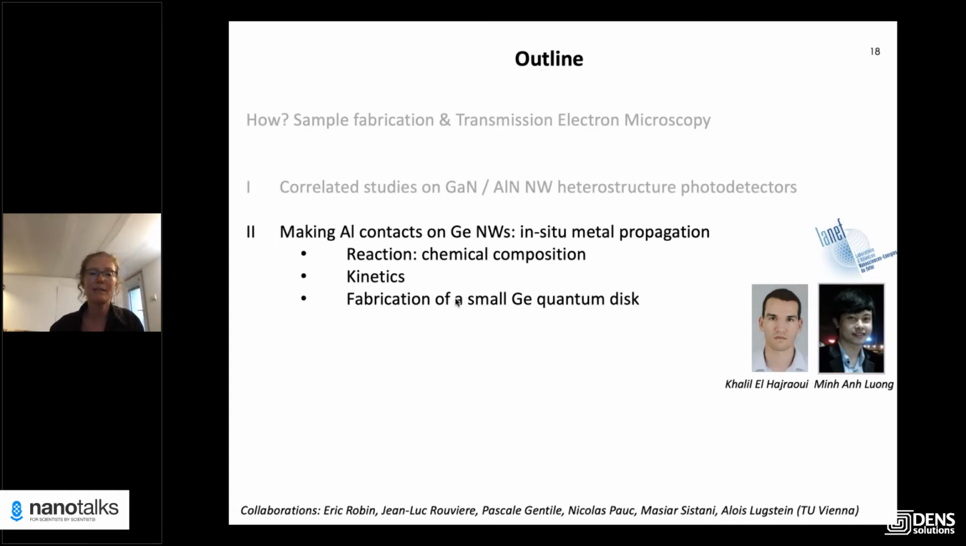So we have looked at making aluminium contacts on germanium nanowires using in situ metal propagation. We looked at the reaction, the chemical composition, the kinetics of the reaction, and finally show you that we can fabricate in this way very small quantum disk structures. So this work was carried out mostly in the PhD of Khalil and more recently Min An Yuan.